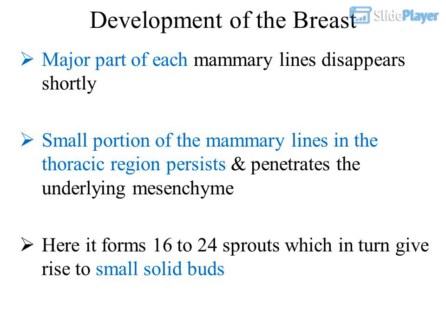Major part of each mammary line disappears shortly. A small portion of the mammary line in the thoracic region persists and penetrates the underlying mesenchyme. Here it forms 16 to 24 sprouts which in turn give rise to small solid buds.